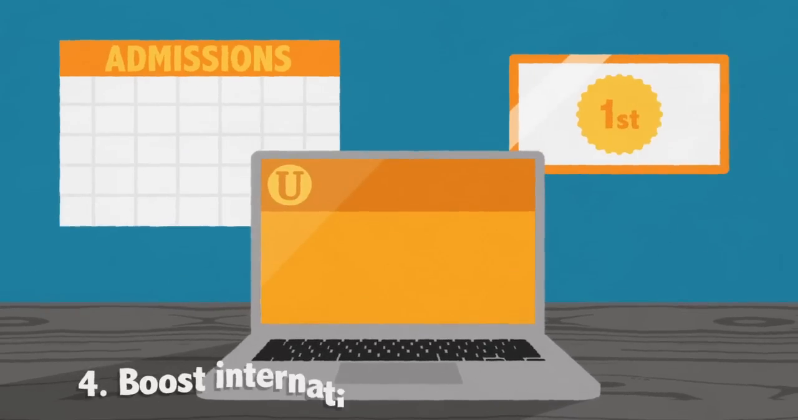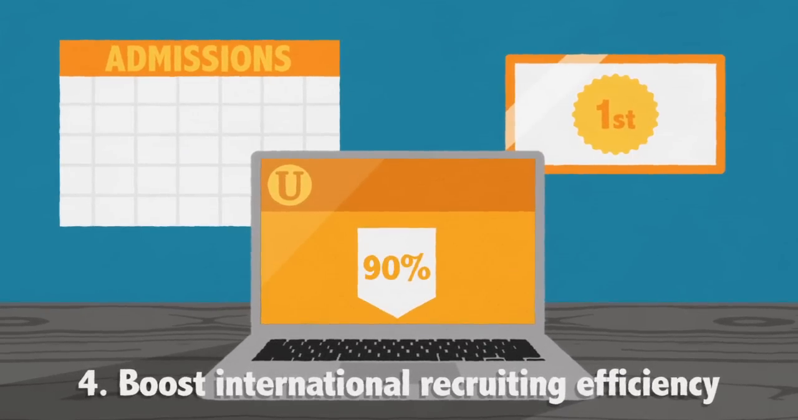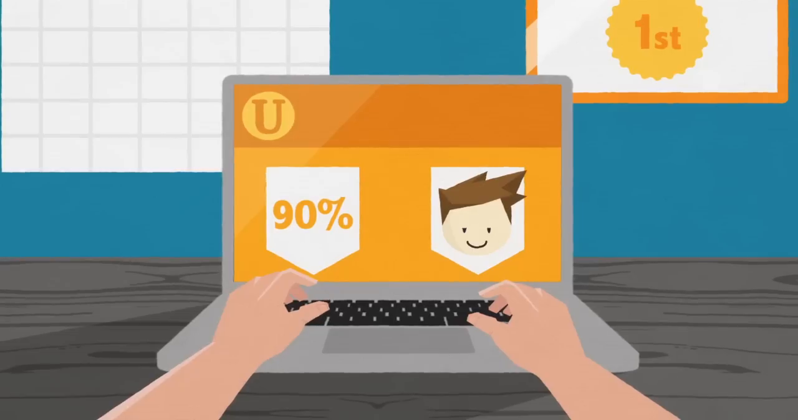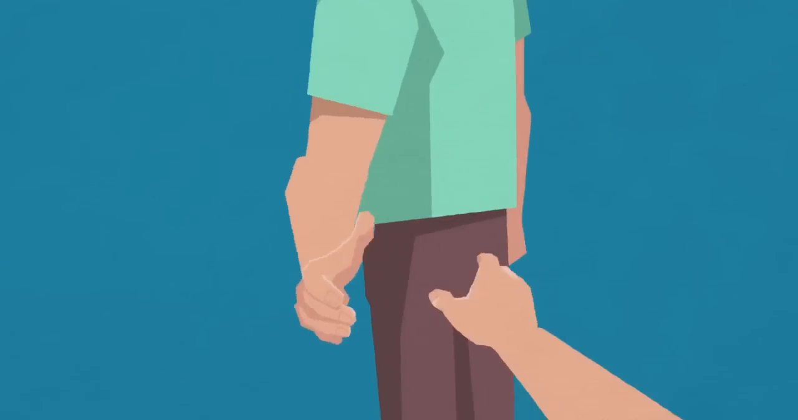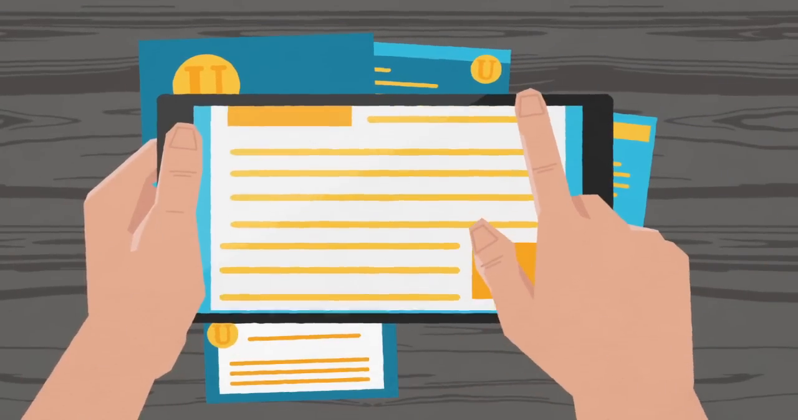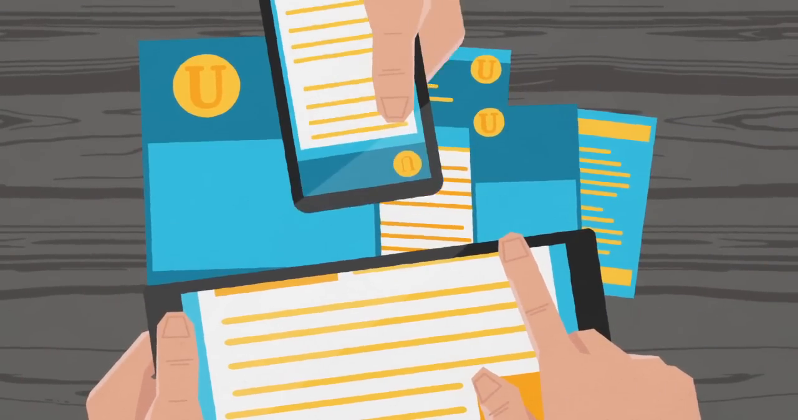Number 4, boost international recruiting efficiency. The most efficient admissions teams are using online recruitment to build relationships with students they can't meet in person and to make the most of in-person visits. CollegeWeekLive helps you strengthen your brand among students who may not have considered you before and keeps the conversation going once you have connected.